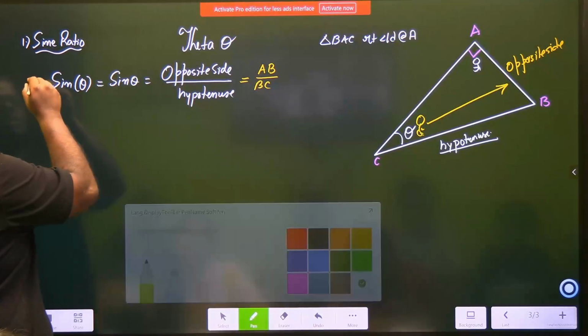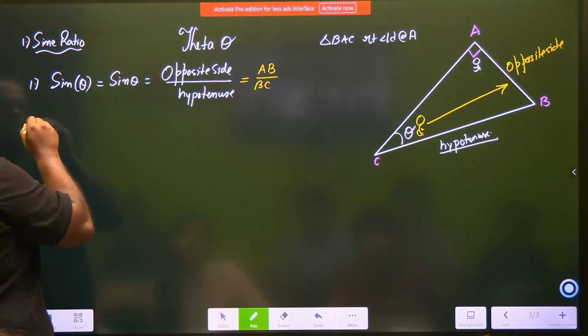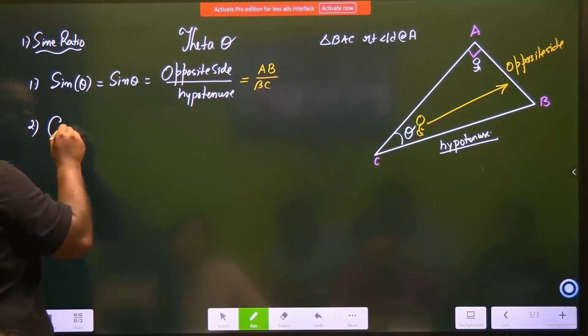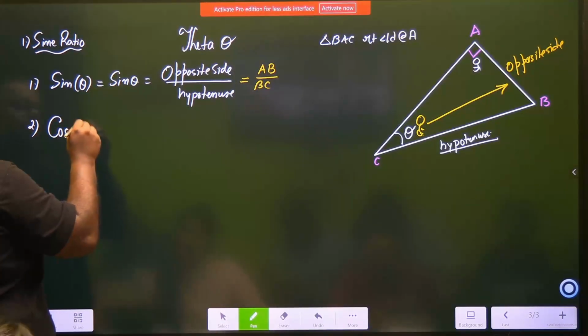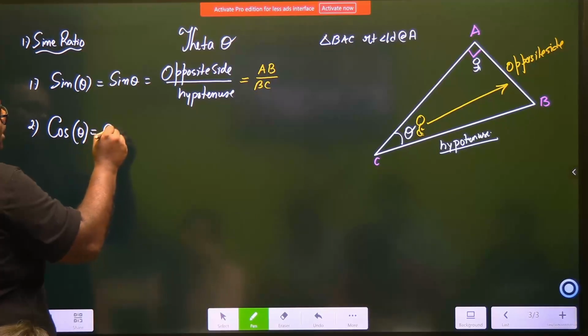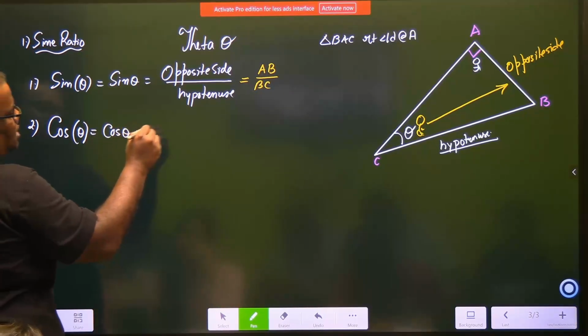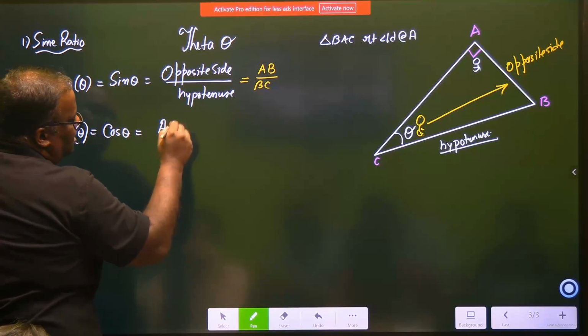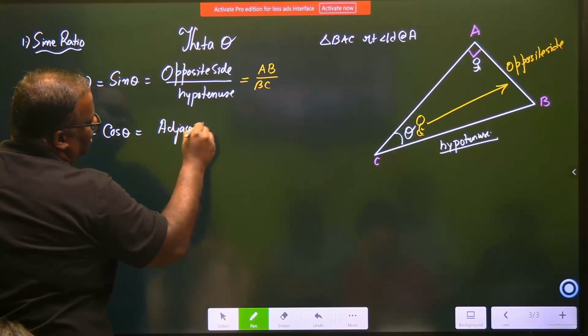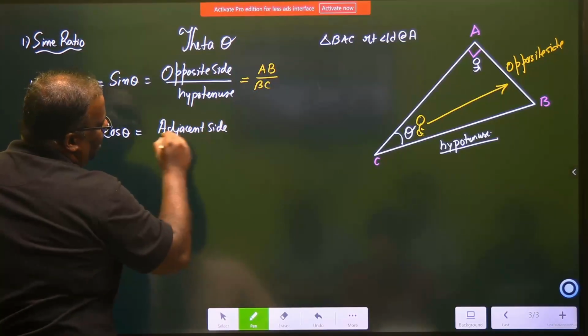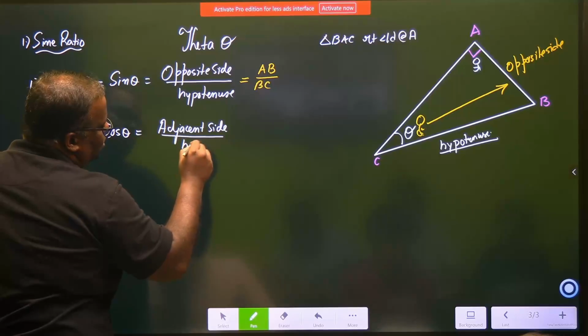The first boyfriend is gone. The second boyfriend is cosine, which is cos of theta. We will henceforth write it as cos theta. It is said to be adjacent side by hypotenuse.